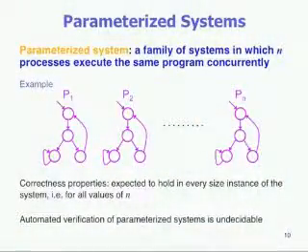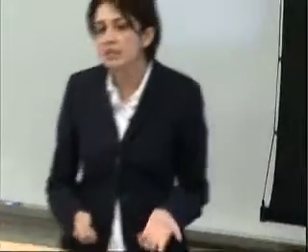When we talk about correctness of a parameterized system, we want to check that the property holds for every size instance of the system. For example, if we have a mutex algorithm, we want it to be correct independent of how many processes are participating in the protocol. Similar to FIFO systems, verification of parameterized systems is also undecidable in general.